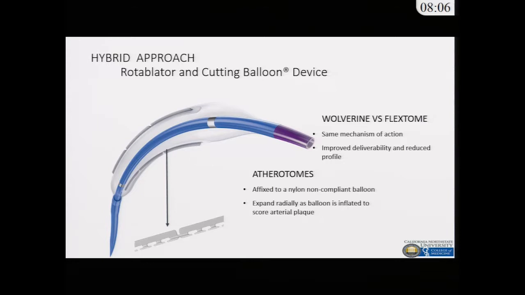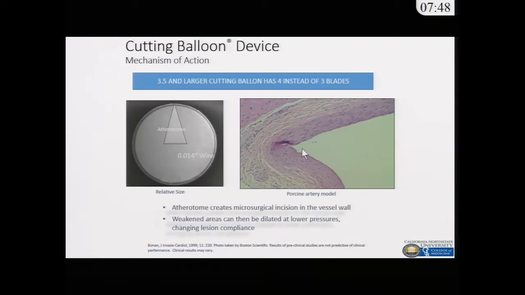Just a reminder for those of you in the audience that don't know too much about the cutting balloon. The cutting balloon is a high pressure balloon that has blades mounted on. They're atherotomes. They're very, very sharp, and they cause micro cuts into the intima. In a large vessel, I like to use a 3.5 balloon because it has 4 blades instead of 3 blades. So even if the vessel is a little bit on the smaller side, I like to use the larger balloon, 3.5, at a lower pressure to get a little bit extra effect from the cutting balloon.